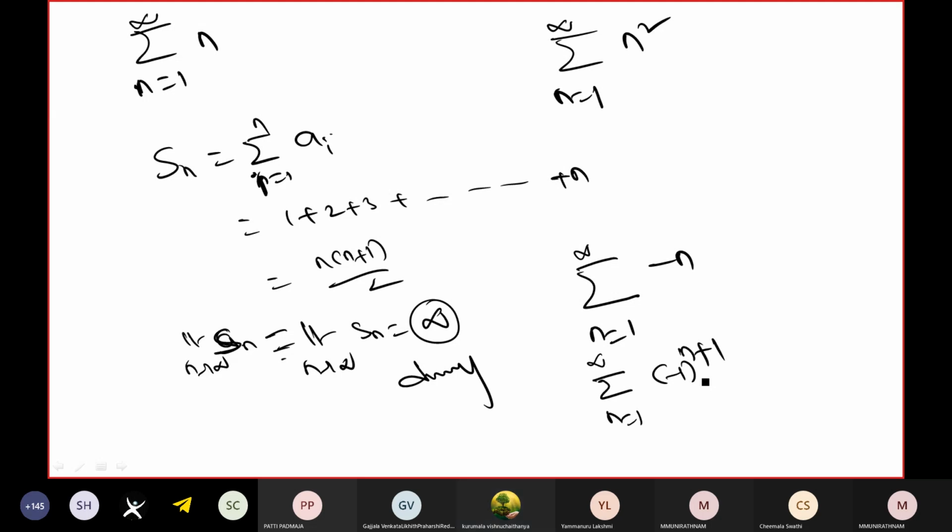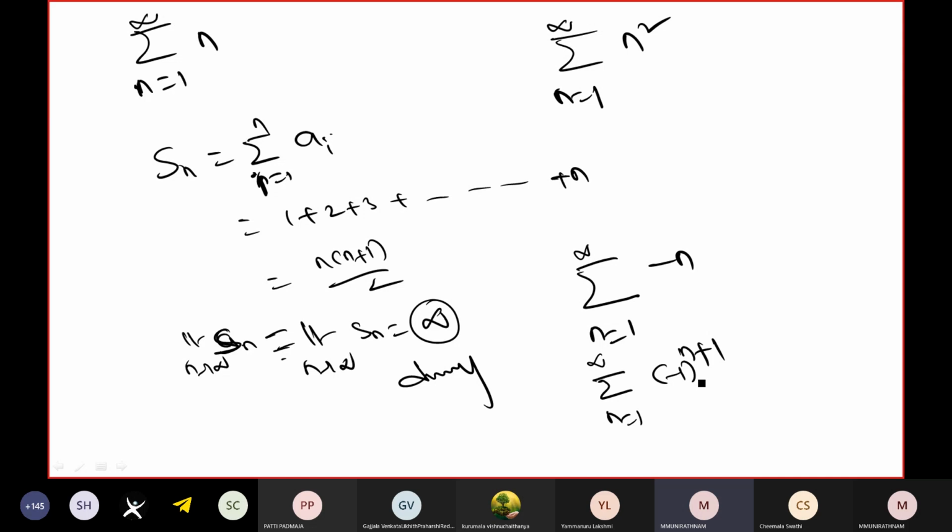Diverges, sir. How can you tell? The sequence diverges, sir. Sequence diverges కాబట్టి series కూడా diverges అంటావా? That's not always true.